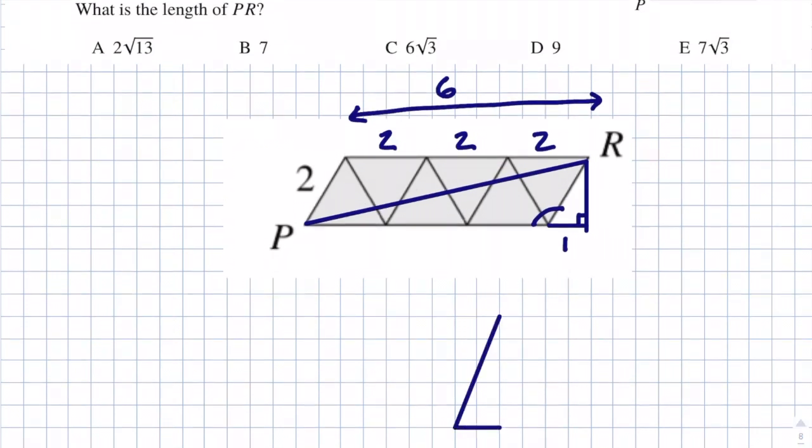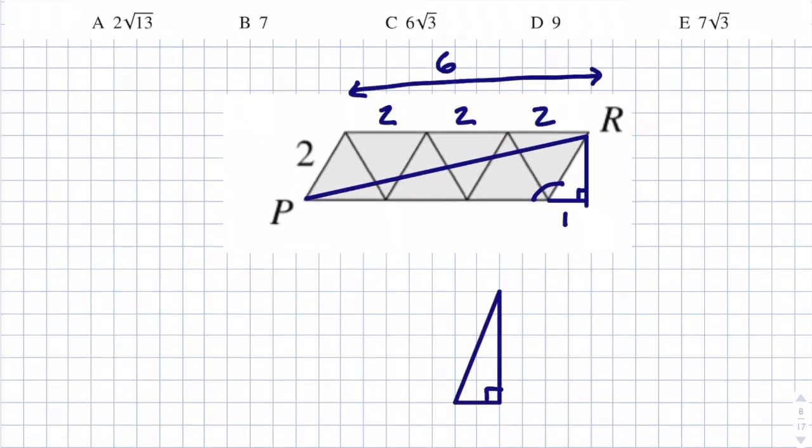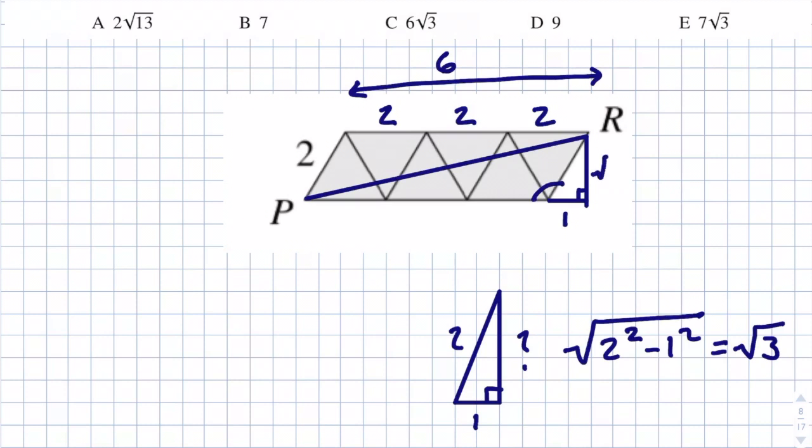Because if we draw this triangle, we know that the hypotenuse is 2, we know the base is 1, and then using Pythagoras we can work out this length here, the height. So it's going to be the square root of 2 squared minus 1 squared, which is root 3. Okay, so the height is root 3.